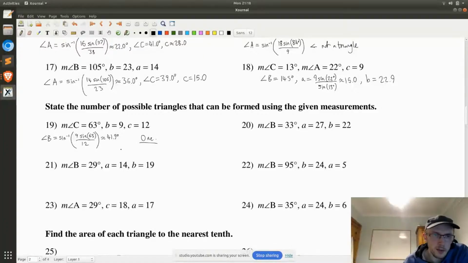Right, and here was my reasoning. I did 180 take away 41.9. That gave me something like 138 point something, and then you add 6 and you get something in excess of 180. So that triangle is not actually possible. So only that triangle there that I've just found one angle of is possible. So we're going to follow the same sort of thing here. So we'll find angle A.